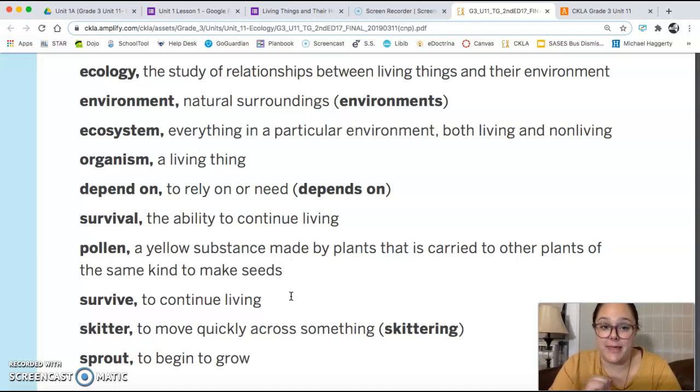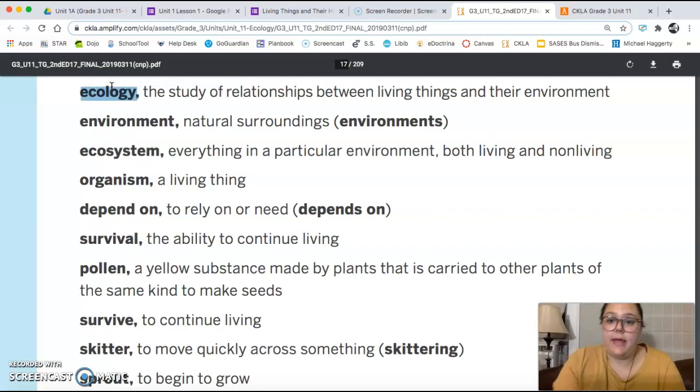So we're going to begin with our first unit of the year, and we are going to learn all about ecology. So before we start, we have some vocabulary to go over, and then we'll get started on chapter 1. So our first word is ecology, and that is the study of relationships between living things and their environment. So if someone was studying ecology, they would look really closely at a group of living things and how their surroundings helped them and how they helped their surroundings. We'll learn more about that in the chapter.